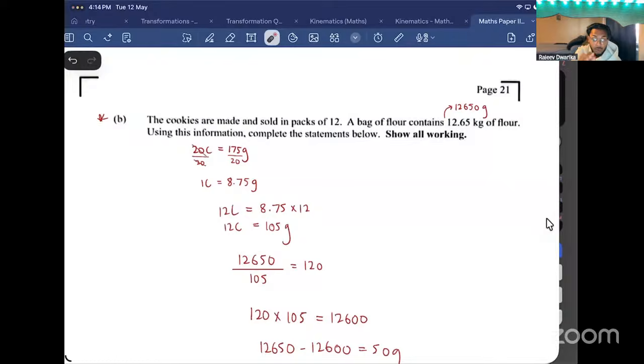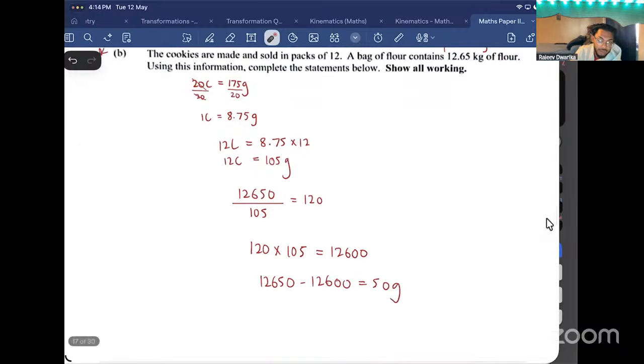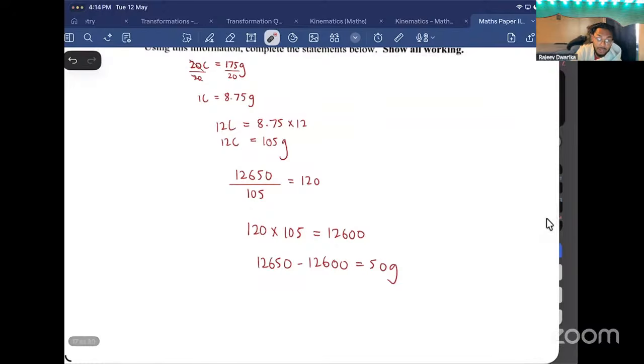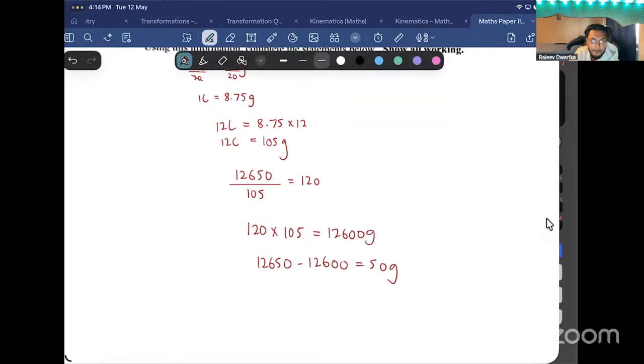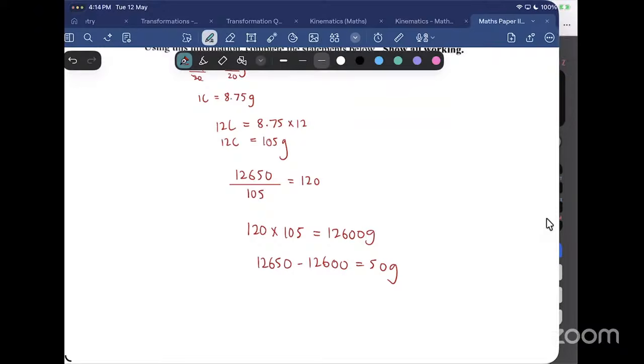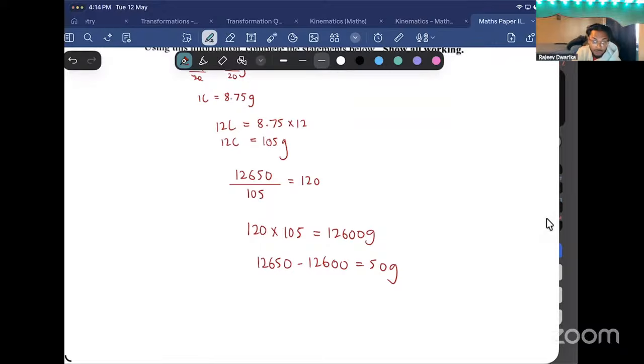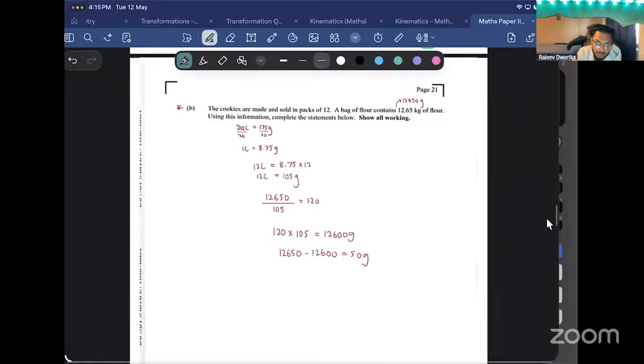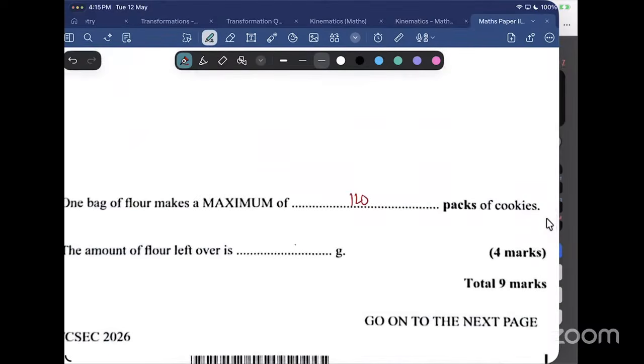So we're going to take the 12,650 and divide it by 105 to find the amount of packs we could make. The amount of packs we could make is 120, and each pack is going to take 105 grams of flour. So 120 by 105 is going to give us 12,600. That tells us the amount of flour we need to make that many packs. Yes, sir, the 120. Good. But you see in that we didn't use 50 grams. So that's the answer there, 50 grams.